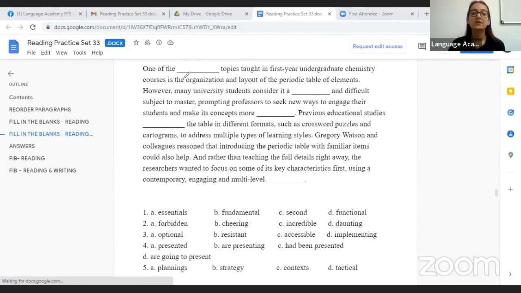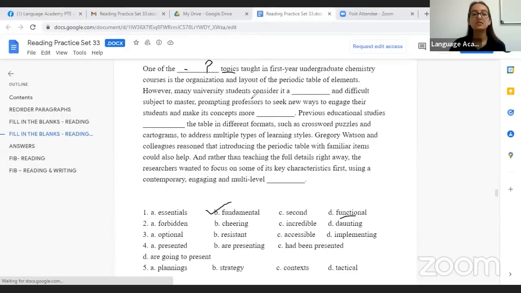The first one: one of the dash topics taught in first year undergraduate chemistry courses is the organization and layout of the periodic table of elements. So the sentence is complete, and topics is a noun. We have to find out what kind of topics we are teaching. Essentials is not a word that can describe topics. Fundamental topics means basic topics, and yes, it is possible. One of the second is not possible, and functional is also not a type of topic. So we'll go with one of the fundamental, the basic topics taught in first year.